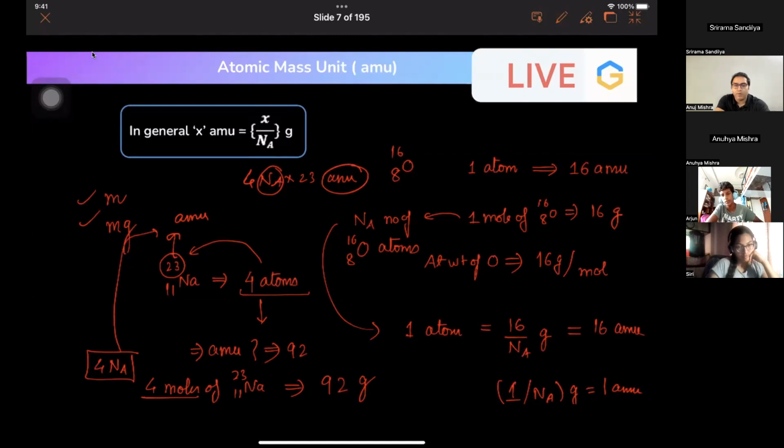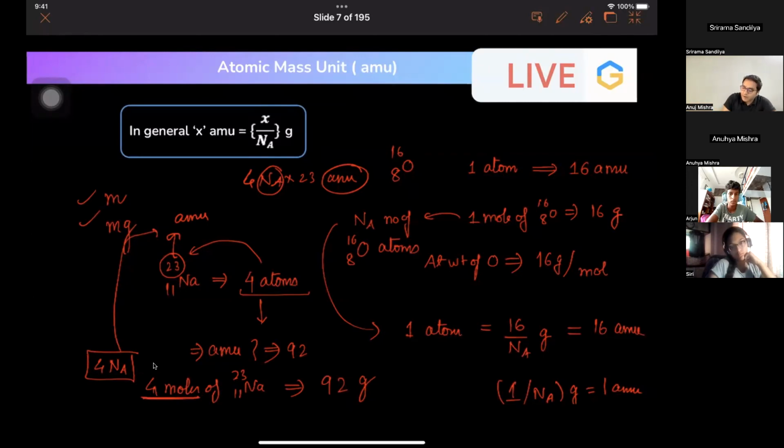No problem. See, 4 atoms are how much? 92 AMU. You understand this much? Yes, sir. Very good. So if 4 atoms are this, what is the meaning of 4 mole of atoms? 4 mole means how many numbers are there? Mole is Na numbers. We discussed this last class, right? So if you have 4 mole of sodium, can I say the whole thing is multiplied by Na times?